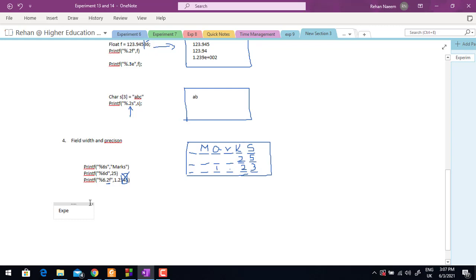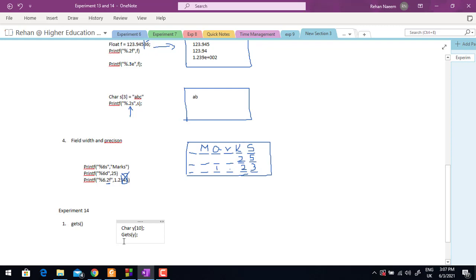Okay, experiment 14. The first concept in experiment 14 is the concept of gets. Say for example I have a character array y, and if I use this built-in function gets(y), then what will happen?